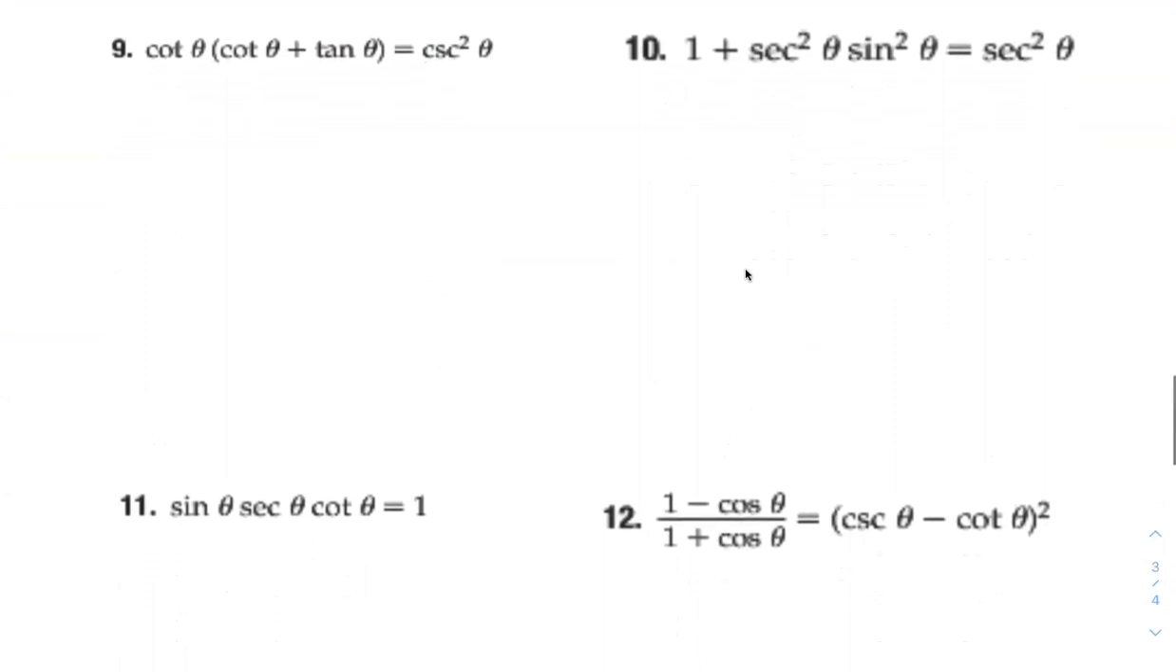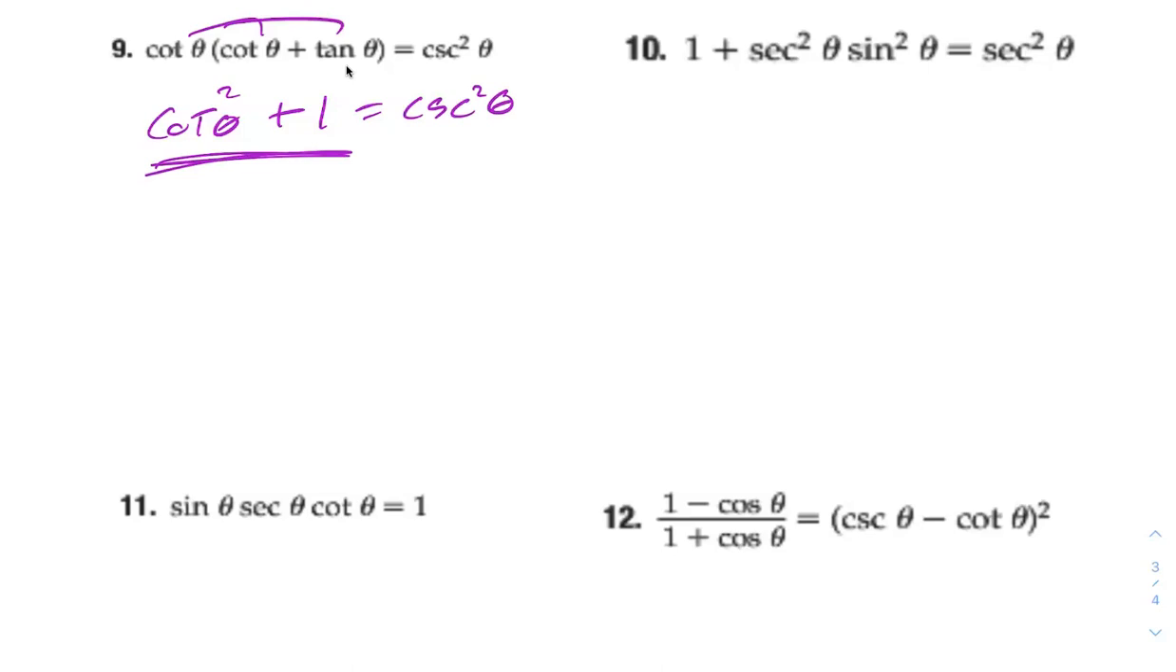Let's do some more. The next one right here. Kind of the opposite of the one we just saw. The first thing, so this is just cosecant squared, but you can't do much. On this side, I see there's a cotan out there. So let's distribute. So I get cotan squared plus cotan times tan. They cancel each other out, the reciprocals of each other, so you just get 1 equals cosecant squared. Well, cotan squared plus 1, remember the rule, is cosecant squared.